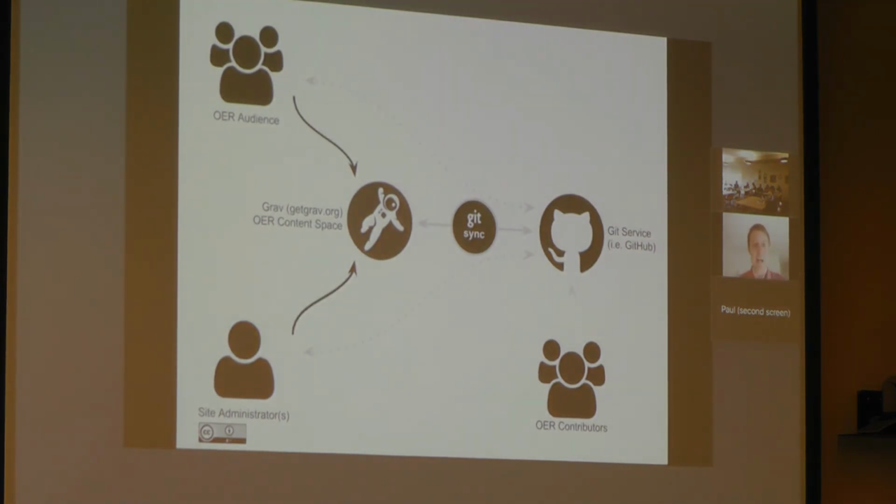This is a diagram that looks similar to what we saw before, and you're right, except I tried to make it a bit more specific. With your OER audience going to your OER content space site, they may just want to view the site. They may also want to access the raw content of the site, or maybe they're going to be contributors to that site. All of these roles for your audience can be supported by hosting your content on a Git repository like GitHub.